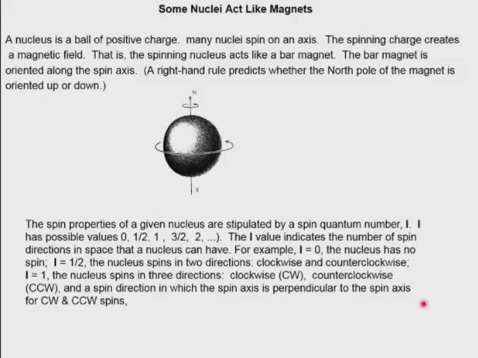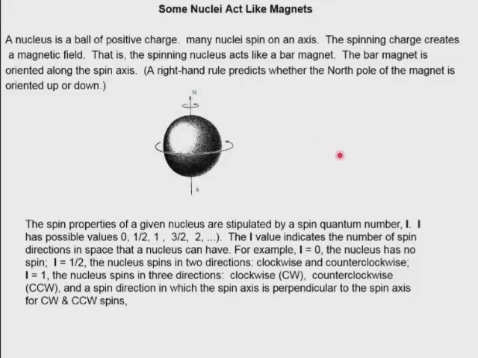A nucleus of an atom is a ball of positive charge. Many nuclei spin on an axis. The spinning motion creates a magnetic field, and as a result, the spinning nucleus behaves like a tiny bar magnet. The direction of the magnetic field of the spinning nucleus can be predicted using a right-hand rule. Let the fingers of your right hand curl in the direction of the spin of the positive charge with your thumb extended. The tip of the thumb corresponds to the north pole of the bar magnet.